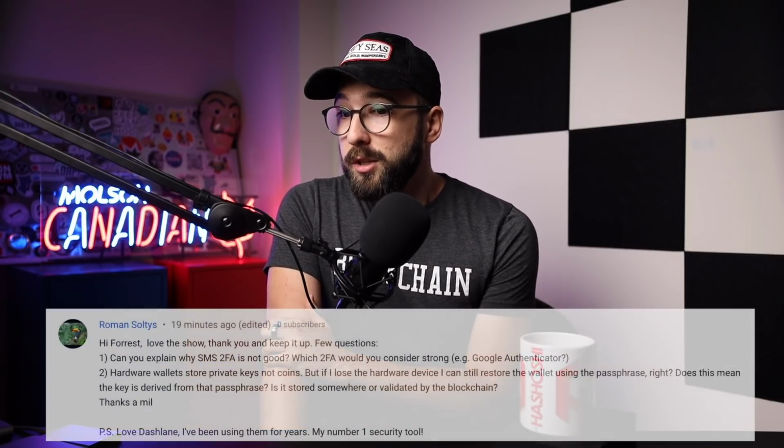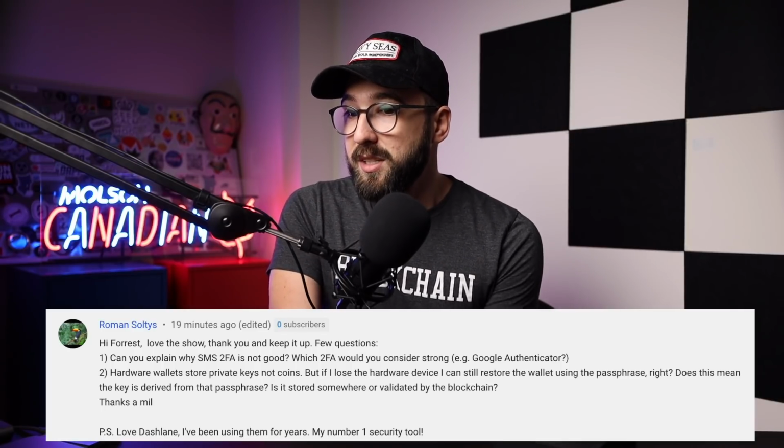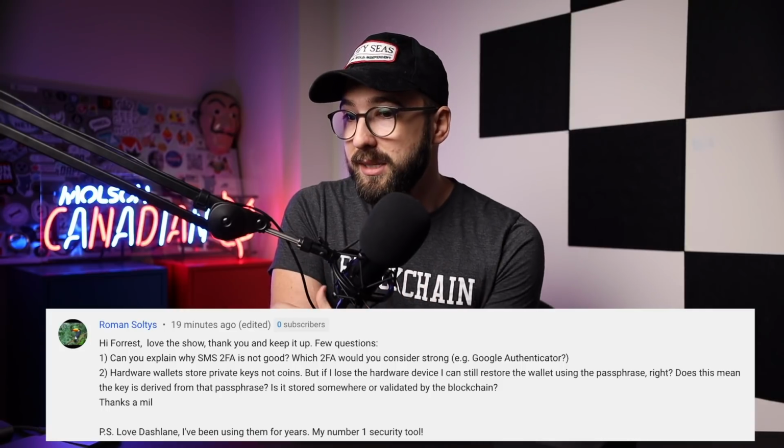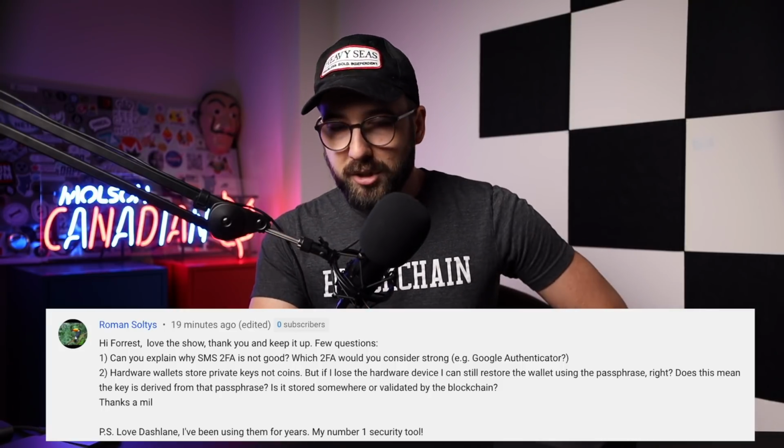And he's also asking, hardware wallets store private keys, not coins, but if I lose the device, I can restore using passphrase. Does this mean the key is derived from that passphrase? Is it stored somewhere and validated on the blockchain? So another great question. Yes, you can restore using that passphrase, and yes, your keys are really represented by a root seed key, which is what that seed phrase or passphrase represents.